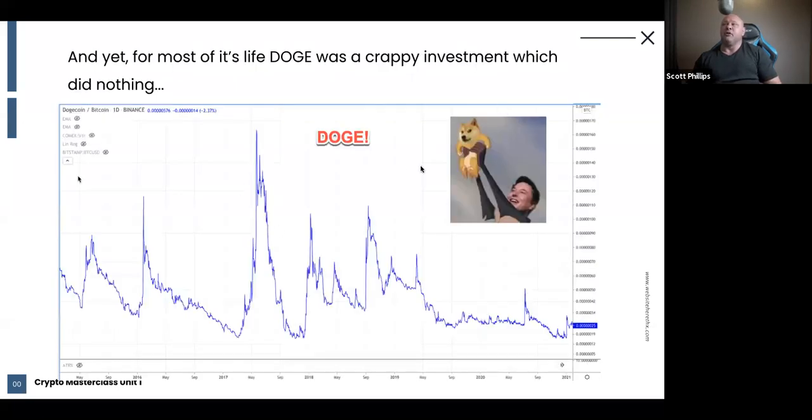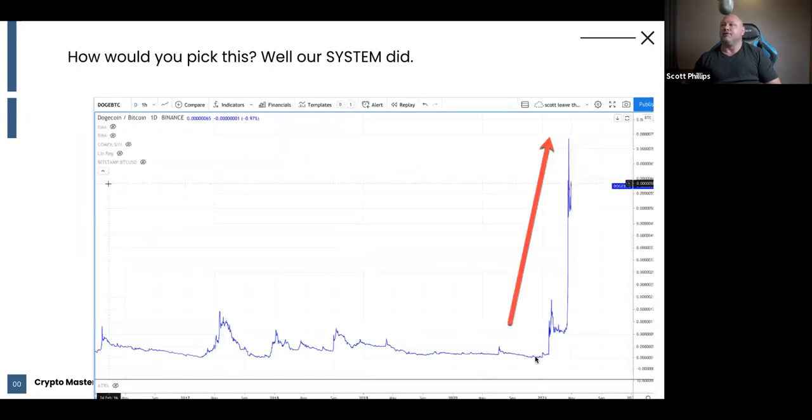And yet, for most of its life, Doge is a crappy investment which did nothing. This is Doge over its lifetime. Up, down, up, down, up, down. Just a crappy investment that you'd be glad to see the back of. And then, look at what happened. This is the 2018 peak. It went past the 2018 peak and went bam. I mean, that's just extraordinary growth.